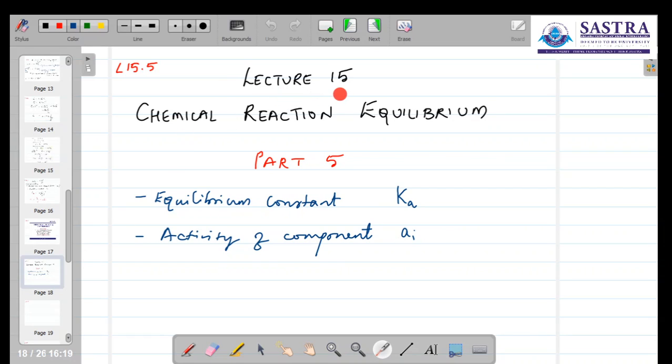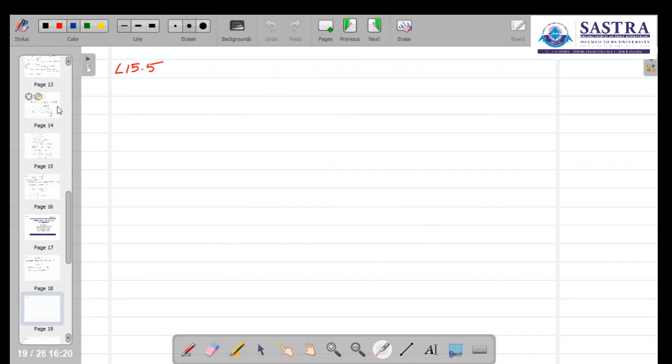We are in lecture 15 and part 5 on chemical reaction equilibrium topic. In this short lecture, we will just see the expression for equilibrium constant and how it is related to the activity of the component given by a_i.